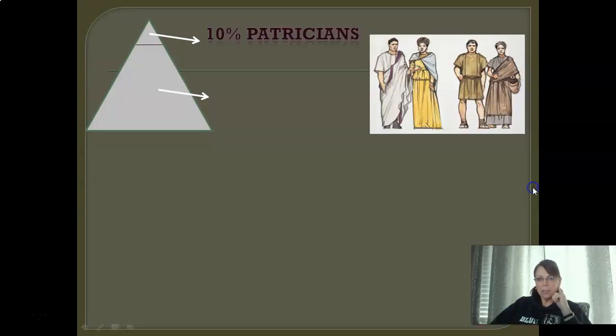All right, let's get into this. In ancient Rome, they had a social pyramid, and it only had two sections, which is weird because when we have talked about other societies, they have social pyramids with 5 or 6 levels in them. Not ancient Rome, there were only 2.